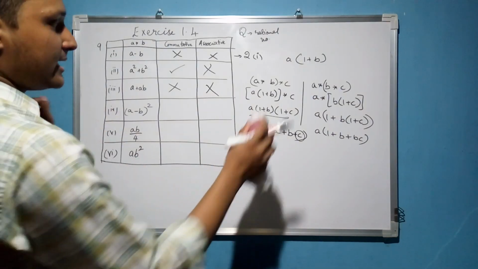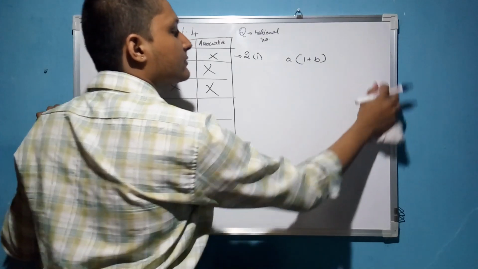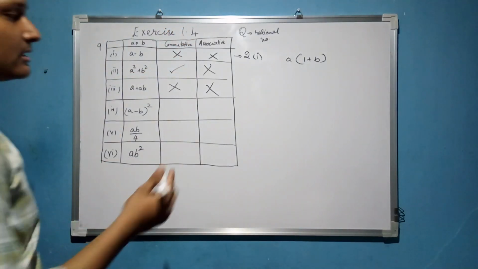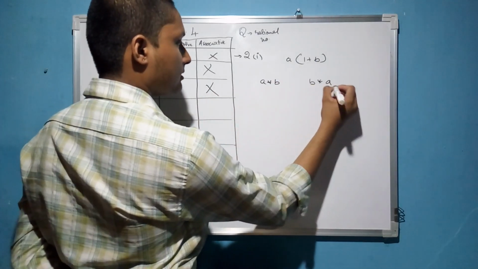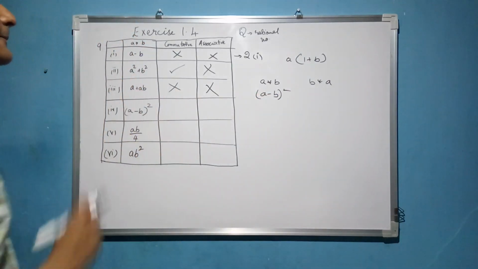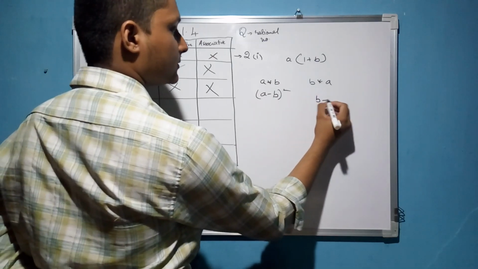Now the next part is a minus b whole square. For checking whether it is commutative, since it is a square, directly you can tell that it is commutative, but I'll just explain that. A star b and b star a. This is a minus b whole square. That's how it is defined here, right? So now the second part is b minus a whole square.